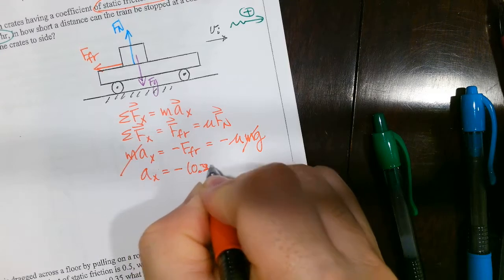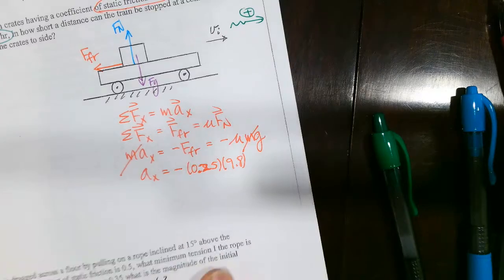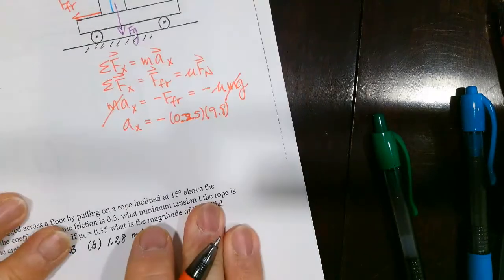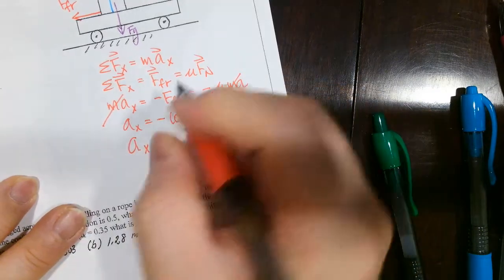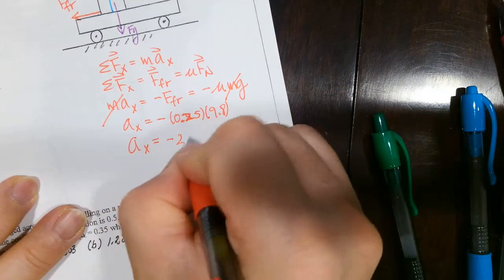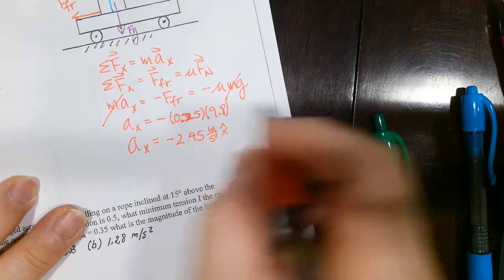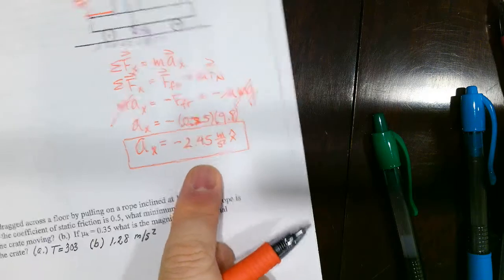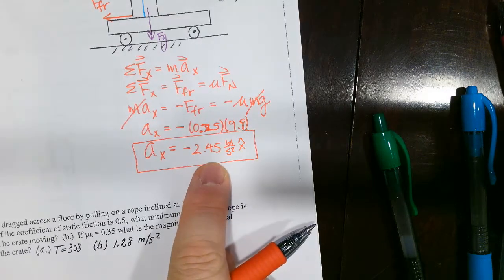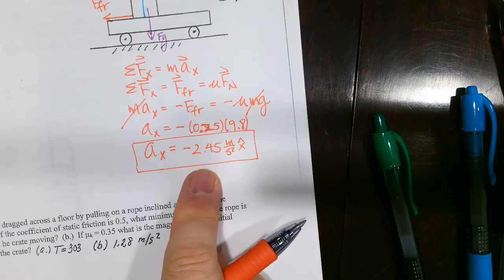So my ax is equal to negative 0.25 times 9.8. Therefore, my acceleration in the x direction is equal to negative 2.45 meters per second squared. So that's the maximum deceleration rate it can have before it starts to slide. Okay?